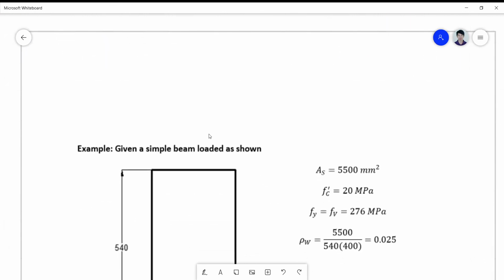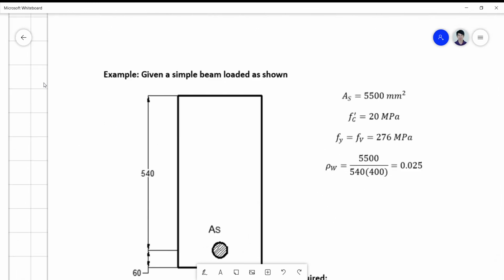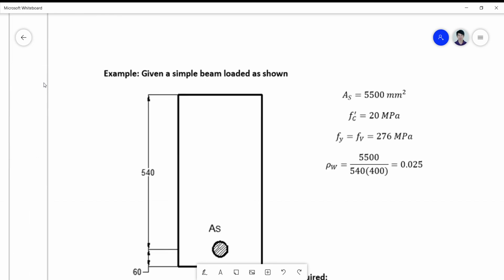Okay, so we will be using those concepts and basic formulas in my next video in reference to this example. Okay, so that's all for the first video class. I'll see you on the next video.